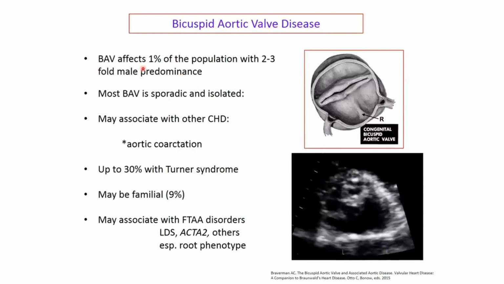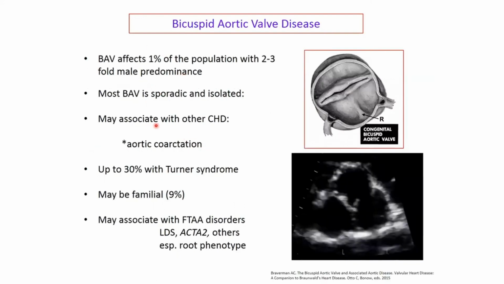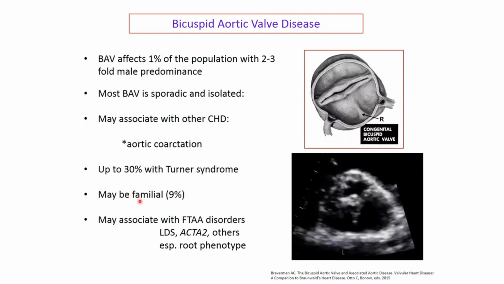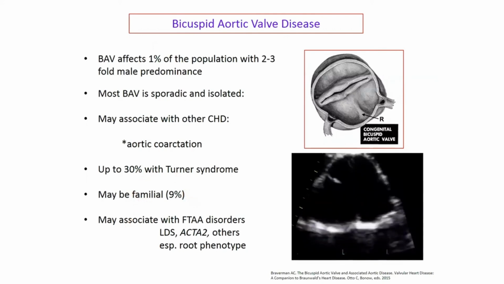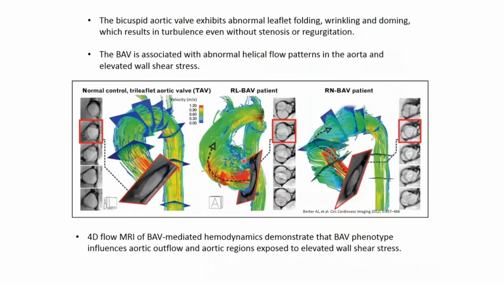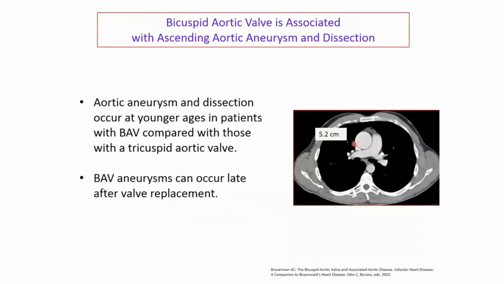Bicuspid valve disease is common, mostly sporadic and isolated, but can associate with other conditions like coarctation of the aorta and Turner syndrome, and can run in a family. Important to know is that bicuspid valve is more common in certain aneurysm disease and is associated with abnormalities of the aortic wall. Compared to the normal flow through the aorta in a tricuspid aortic valve, bicuspid aortic valve leads to abnormal hemodynamics of the ascending aorta, leading to wall shear stresses, which associate with an increased risk of ascending aortic aneurysm and aortic dissection amongst individuals with bicuspid valve disease.